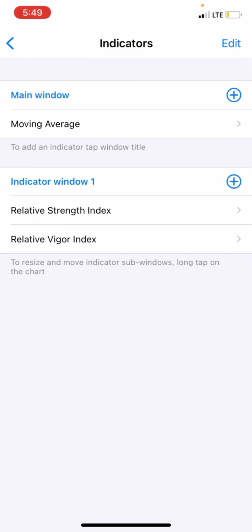So the next indicator is the relative strength index. Remember that this is going to create an indicator window for you, and the indicator window is where you're going to add the second indicator. The relative vigor index is what you add to the indicator window that gets created as soon as you add your relative strength index. Both of them are oscillators. I'm sure you guys know what oscillators do.